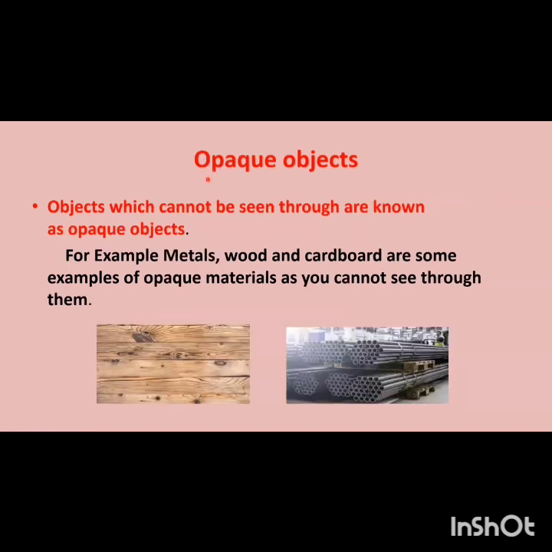Next, opaque objects. Objects which cannot be seen through are known as opaque objects. For example, metal, wood, and cardboard are some examples of opaque material as you cannot see through them. You can see the picture of wood and this is an iron rod, which means it is a metal. This is an example of an opaque object.